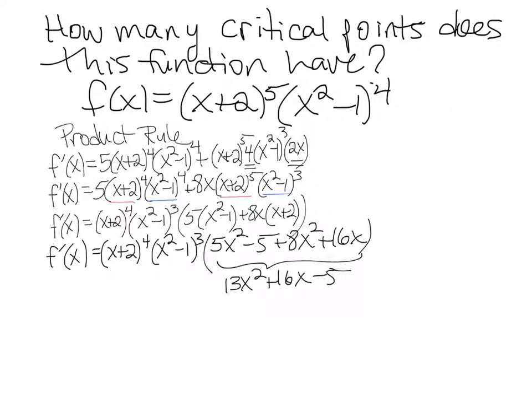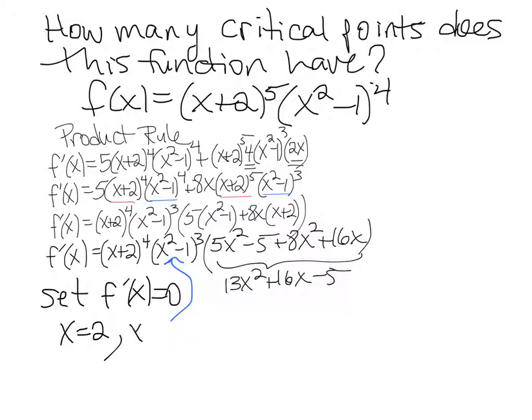And now we want to set that equal to 0. It's already in factored form, so from the (x + 2)^4, we see that x is equal to negative 2. From the x^2 - 1, we get x is equal to 1, or x is equal to negative 1.